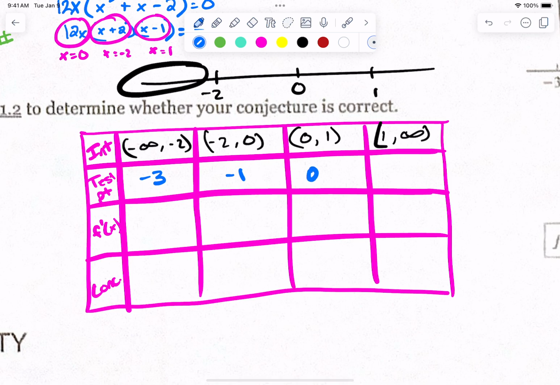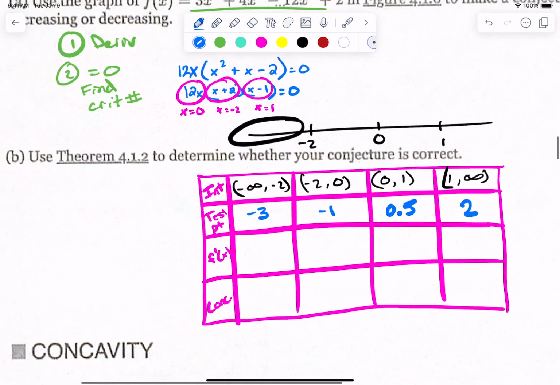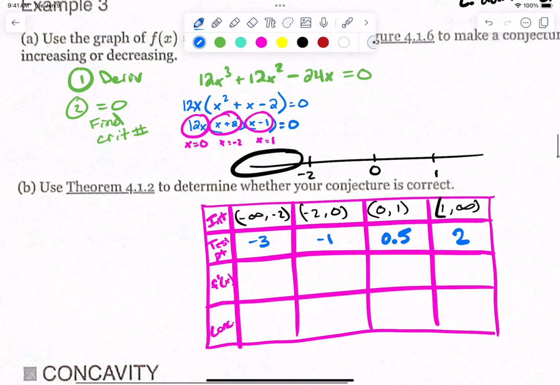0.5. 0.5. Yuck. And 2. And 2. Sure. Okay, we have no choice. The middle one, or the third one, has got to be 0.5 or something like that, right? Okay. Now we plug it into where? The derivative, which is that 12.